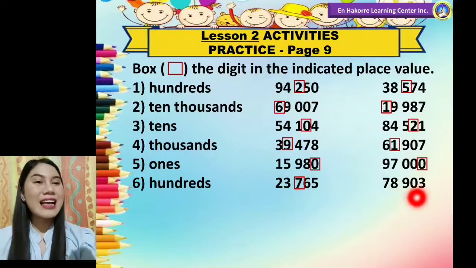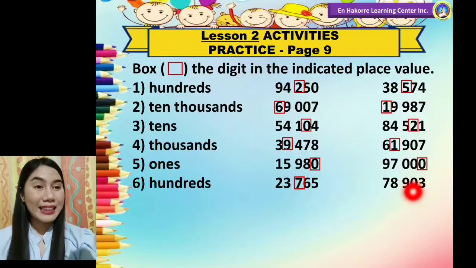Next. So another example right here, children, is 78,903. So let's try to find out where we can find the hundreds place in this number. So we have ones, tens, hundreds. So we can find here that 9 has the place value of hundreds.